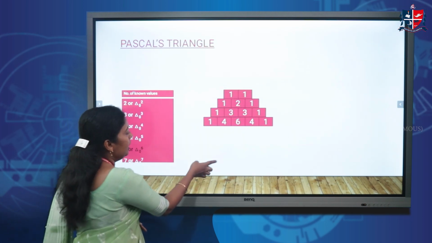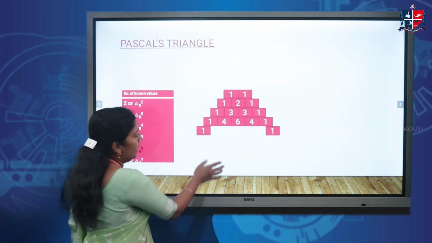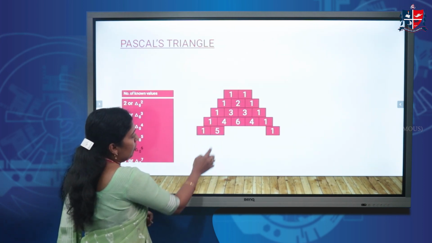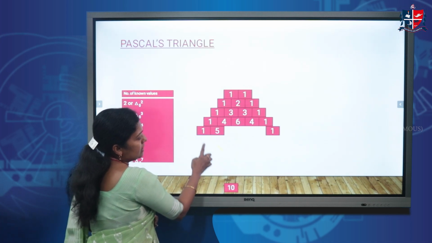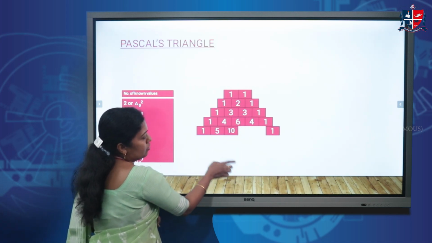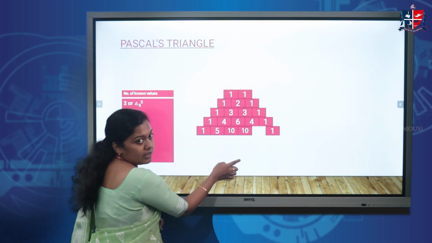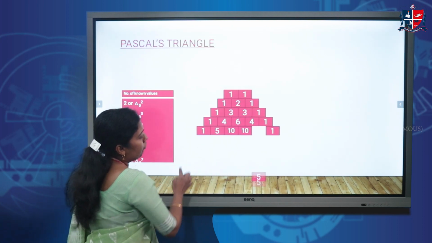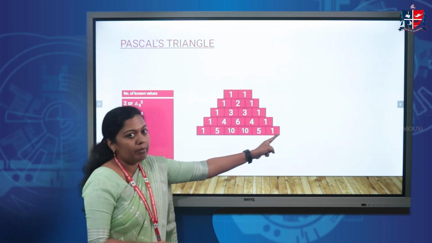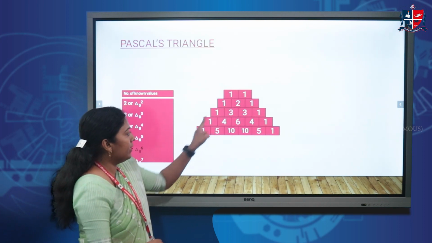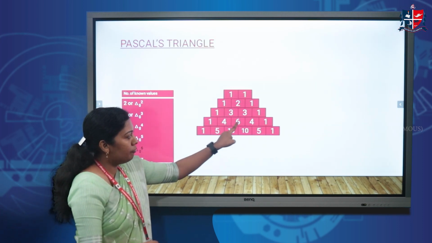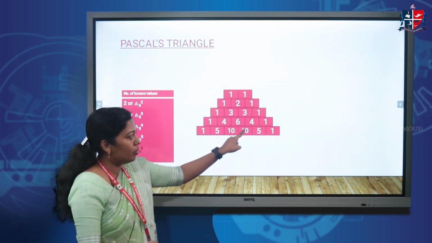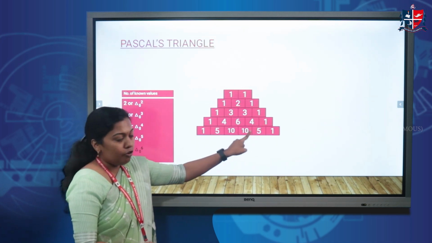Again in the fifth line, 1 plus 4, that is 5, then 4 plus 6, 10, again 6 plus 4, 10, then 4 plus 1, 5. So the fifth line is also completed with the help of the fourth line.